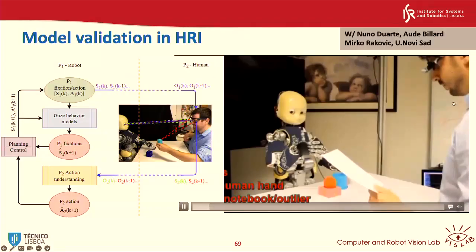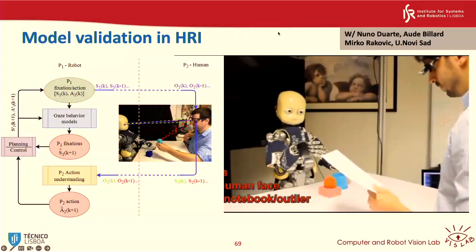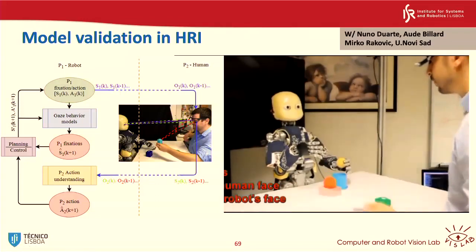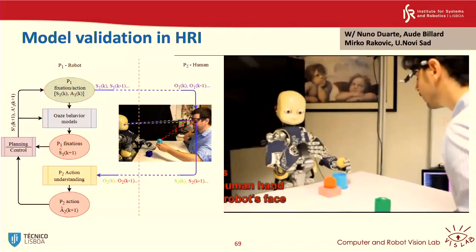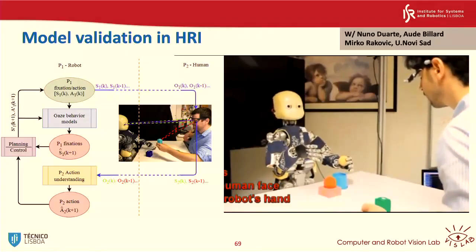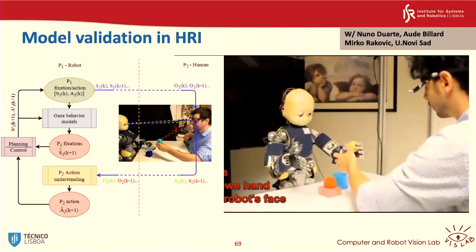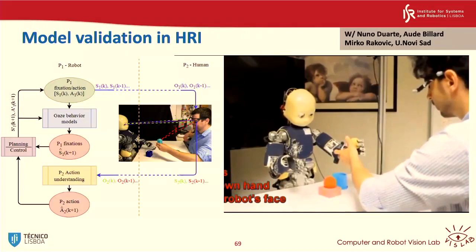basically Nuno Duarte is here interacting with the robot, and the robot is reading signals from the human. Here we have the eye trackers on the human because the quality of the gaze measurements from a distance is still not good enough. And the robot is behaving in such a way that it is more or less following the model that we have observed in the human experiments, and the robot behavior should also be transparent and readable for the human.